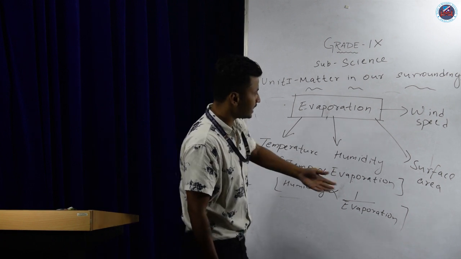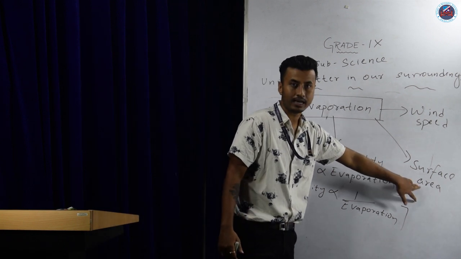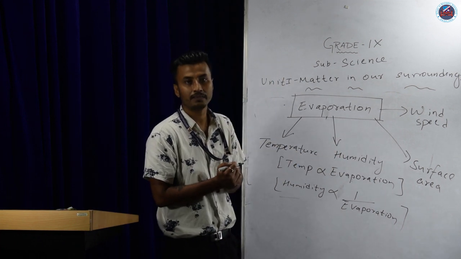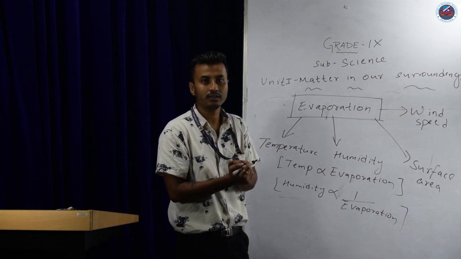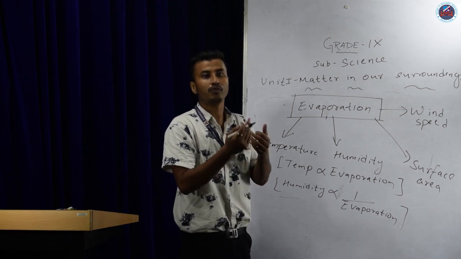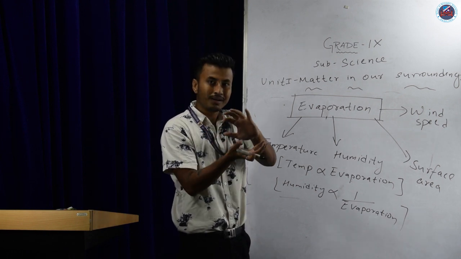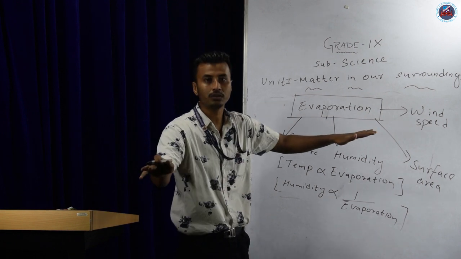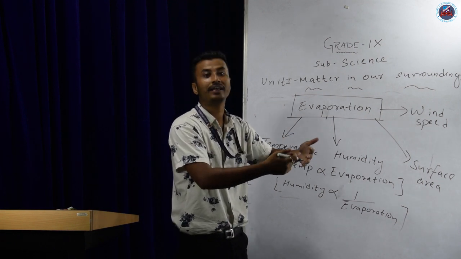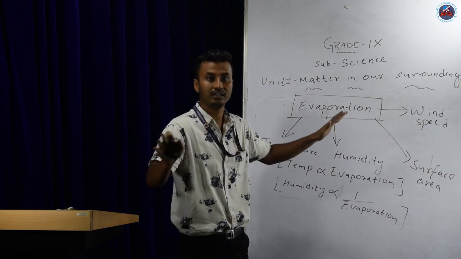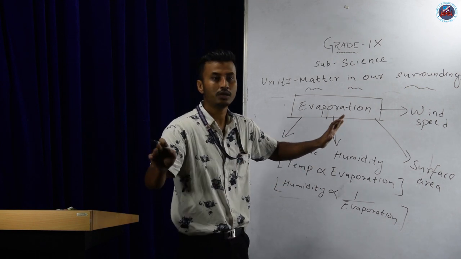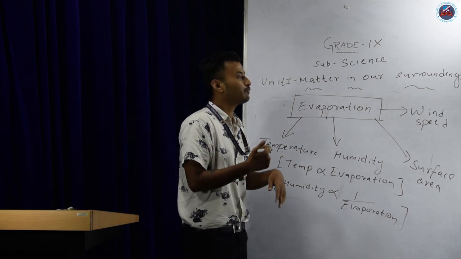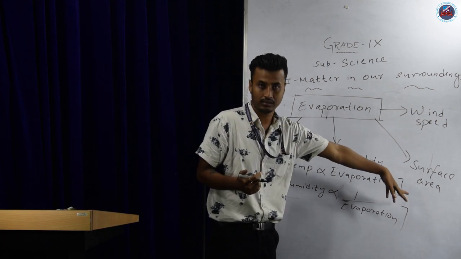Okay? Let's proceed to the next term, that is surface area. How does evaporation relate to surface area? Let's take the example of cloth again. You have washed your cloth. If you want to dry it, will you put all your clothes like this and then dry it, or will you spread it out and then dry it? The answer is the latter. You want to spread it out, because when you spread out, the area increases. And when the area increases, the process of evaporation also increases.